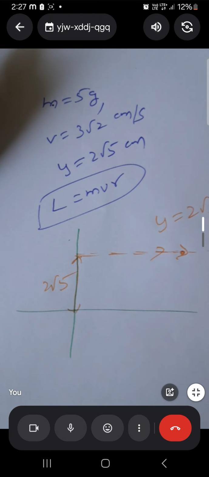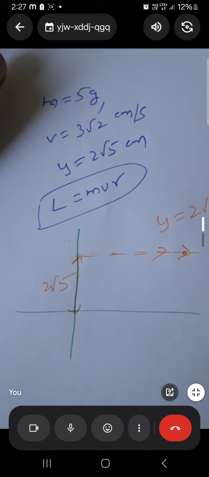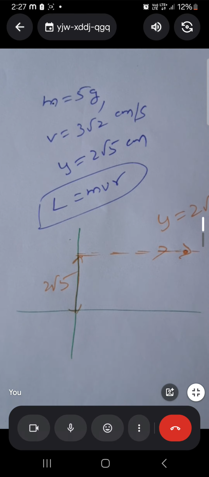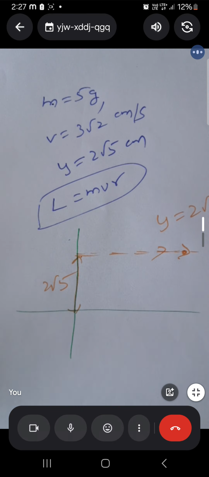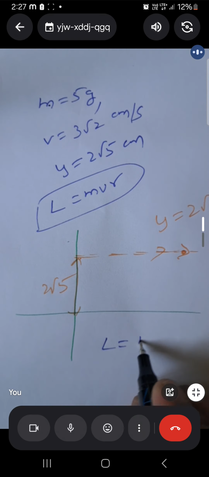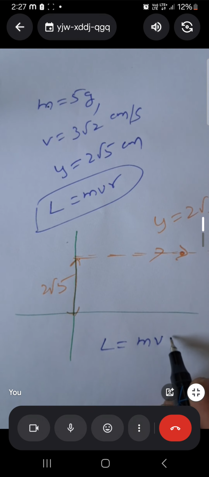Next, mass is given, v is given. Now, what is the formula for angular momentum? Angular momentum L equal to mv. mv square? Not mv square, na.